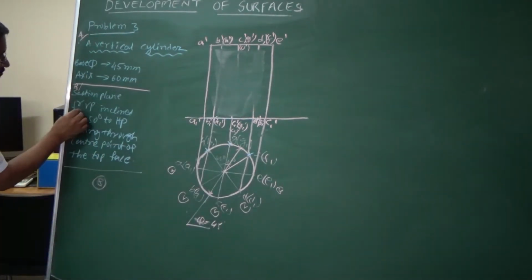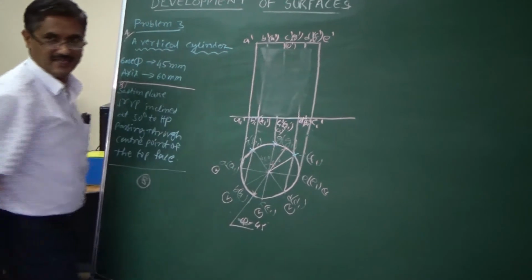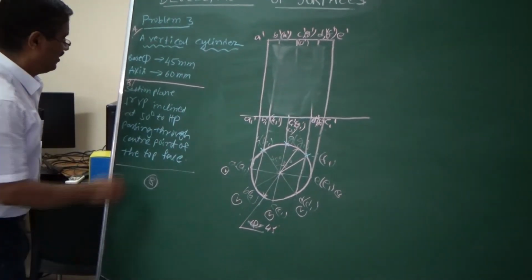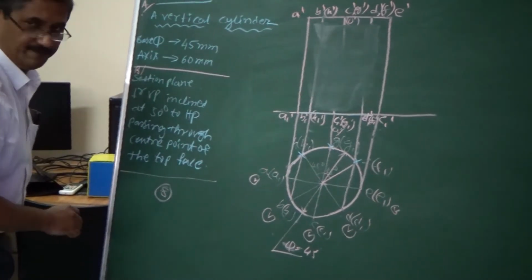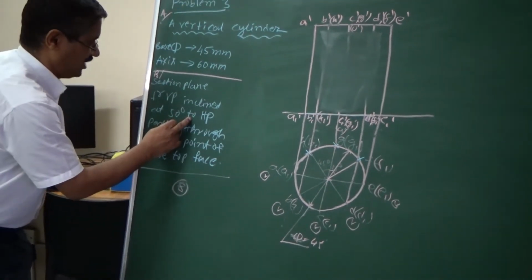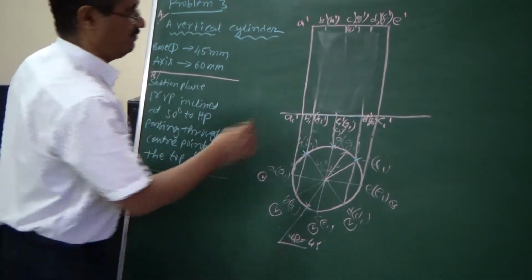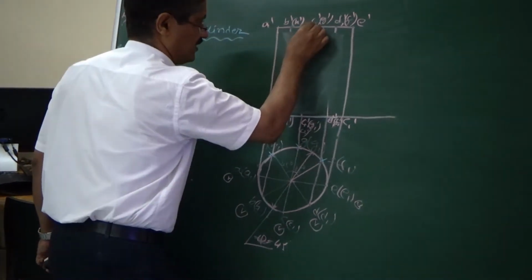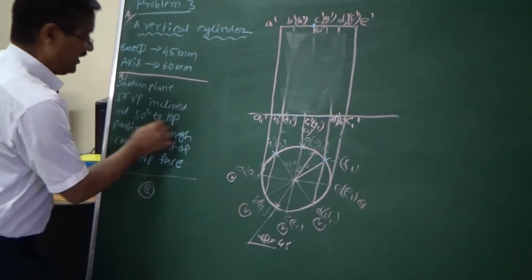Come to part B. Part B: section plane is perpendicular to VP, means something like this. It is cutting like this. Inclined at 50 degrees to HP, passing through the center point of the top face. Which is the center point? This is the center point of the top face. So 50 degrees to the HP.